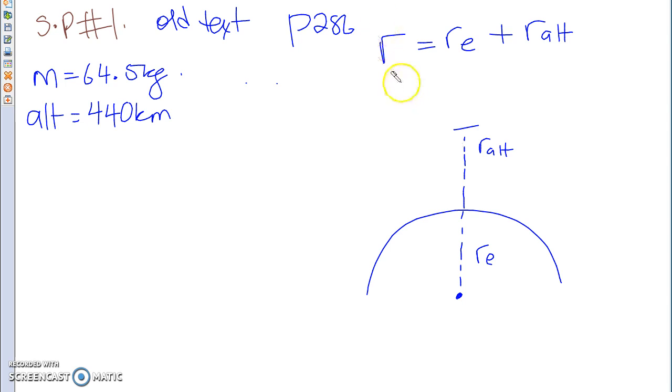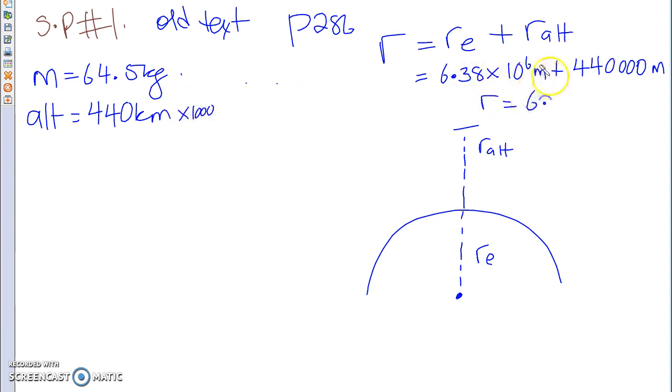I just explained this to you right now. 6.38 times 10 to the 6 plus, and you have to convert this into meters, 440,000 meters. 440 kilometers, convert this into meters, and you end up with R as being 6.82 times 10 to the 6 meters.